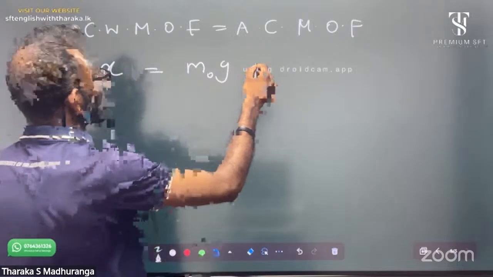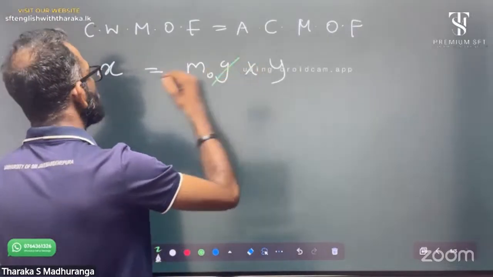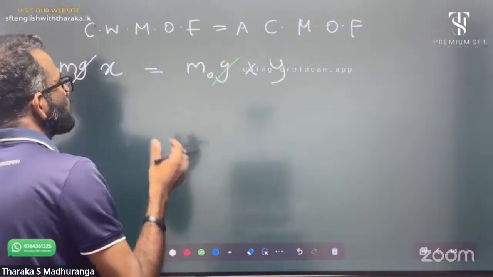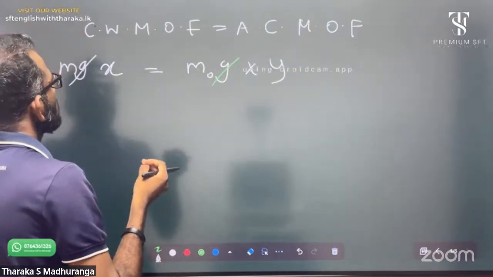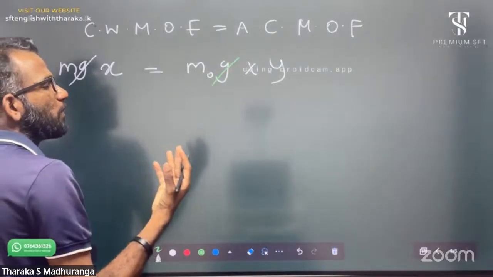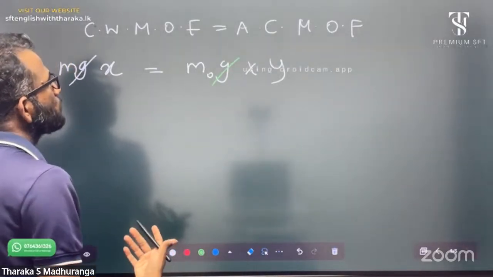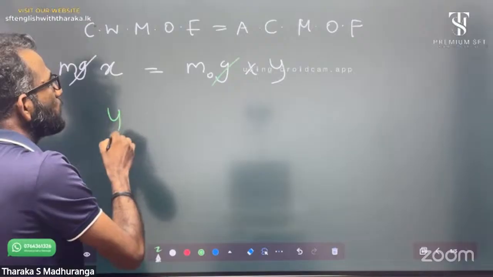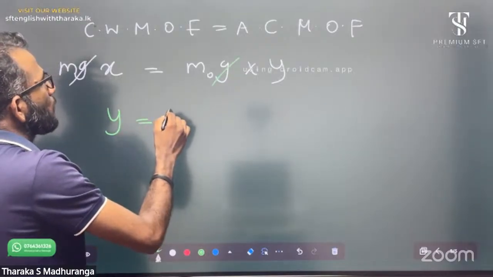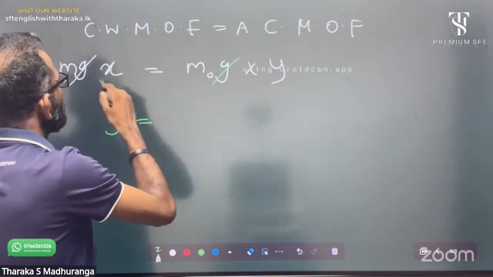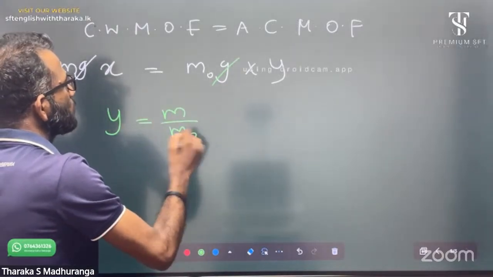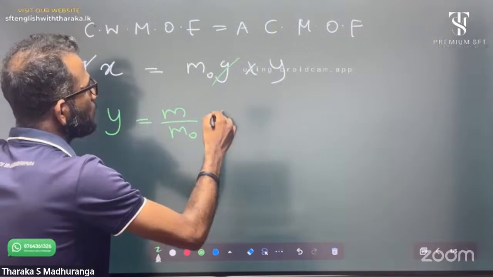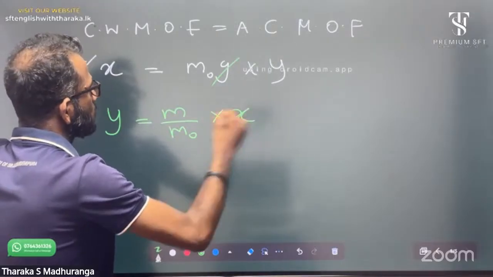Now g and g are the same, therefore they cancel out. To get this equation in y equals mx form, we have to get y equal, both sides divided by m naught. y equals m over m naught into x. This is the gradient.